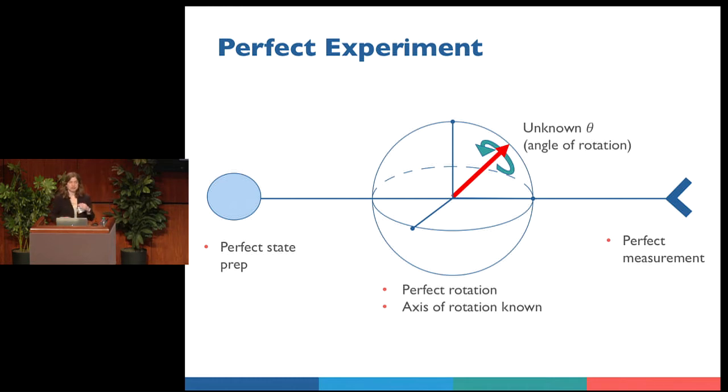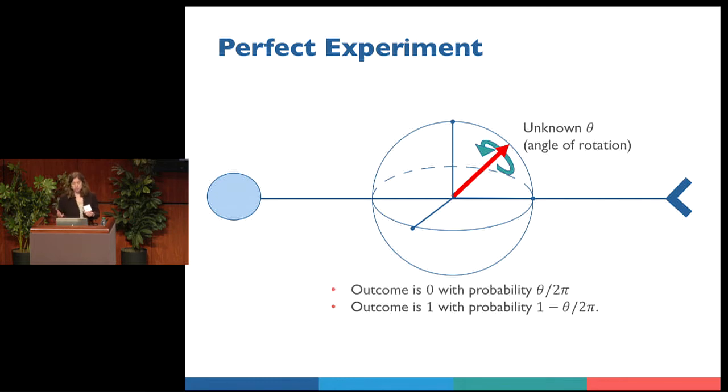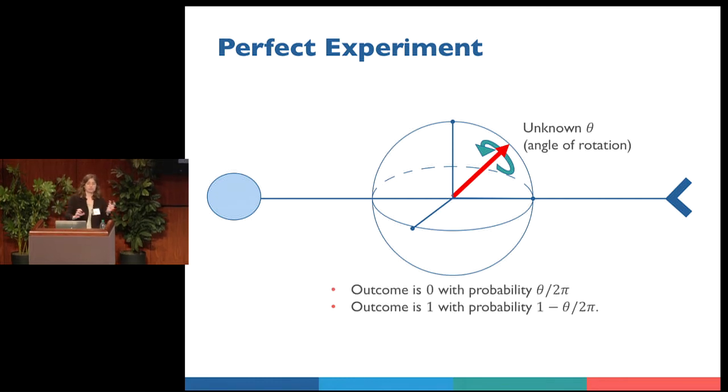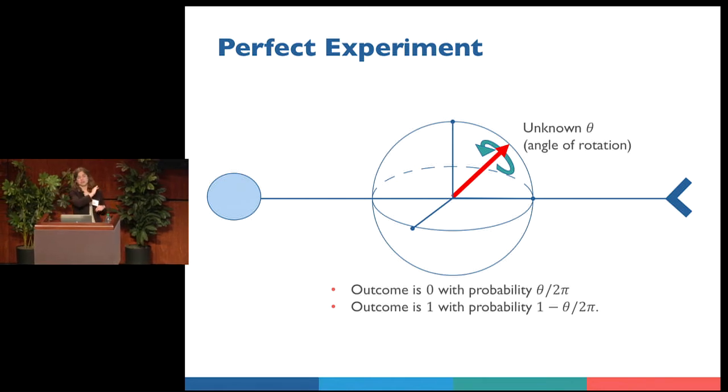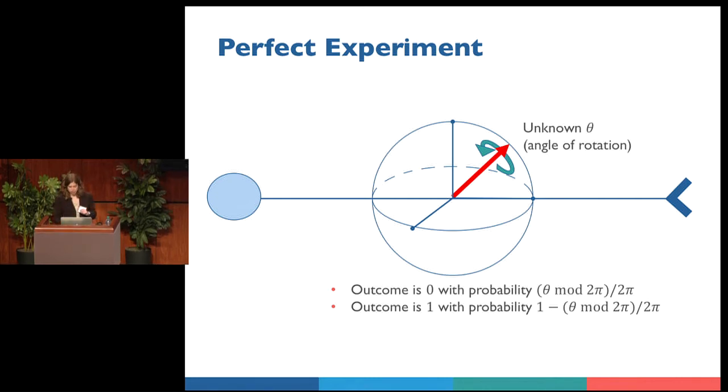Okay, well, in this kind of idealized setup, you can choose your state preparation and your measurement such that the outcome is a two-outcome measurement, and the probability that you get outcome 0 is theta over 2 pi, and the probability that you get outcome 1 is 1 minus theta over 2 pi. So you just repeat this experiment many times, and okay, you wouldn't get Heisenberg scaling, you'd get standard quantum limit scaling, but at least with this type of experiment, you could get an unbiased estimate of theta. And throughout, there are lots of mod 2 pi's floating around that I'm going to be ignoring.